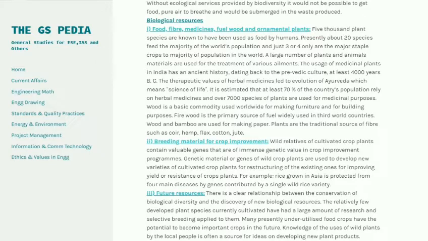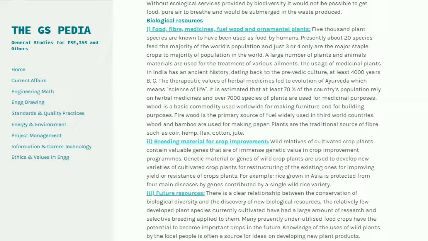Wood is a basic commodity used worldwide for making furniture and for building purposes. Firewood is the primary source of fuel widely used in third world countries. Wood and bamboo are used for making paper. Plants are the traditional source of fiber, such as coir, hemp, flax, cotton, jute.